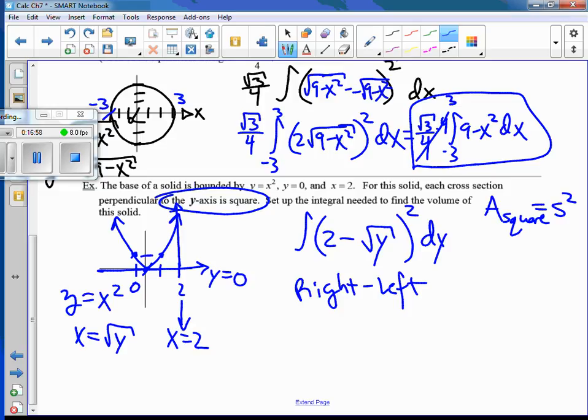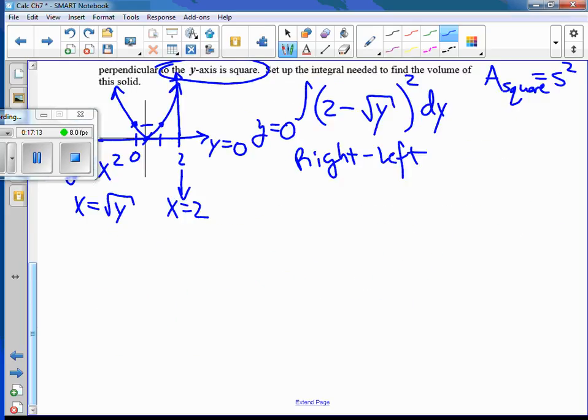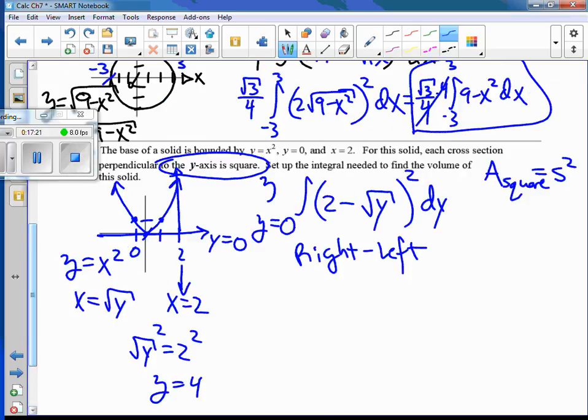Now we're just missing the boundaries. Remember, since this is with respect to y, we need the boundaries with respect to y also. So the lower limit is 0, if you look at your graph right here. And the upper bound, well, we would make these equal to each other. So if you do that, we get root y is equal to 2. We square both sides and we get y equals 4. And so the upper bound right here is y equals 4. And there you go. This will give you the volume with cross sections that are squares.